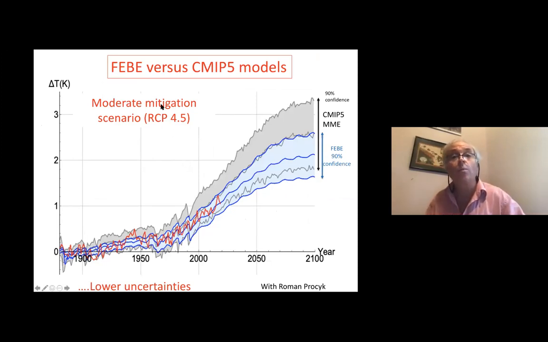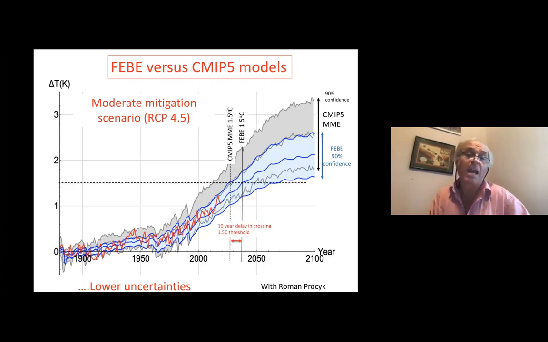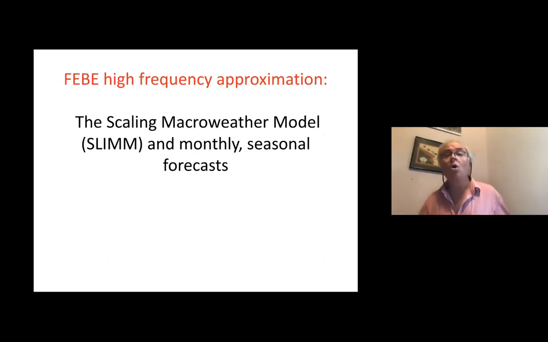And so if we take a look at what this implies for, say, the year 2100, we can project these forward. Again, we see almost complete overlap of the 90% confidence limits, with slightly lower Phoebe projections, but essentially the same results. The date at which we go past the 1.5 degree threshold will be delayed a bit, but okay. This is work with Roman Procek as part of his master's thesis. We can also look at, I'm just about winding up here, the high frequency approximation to Phoebe, which actually is a pure scaling model.